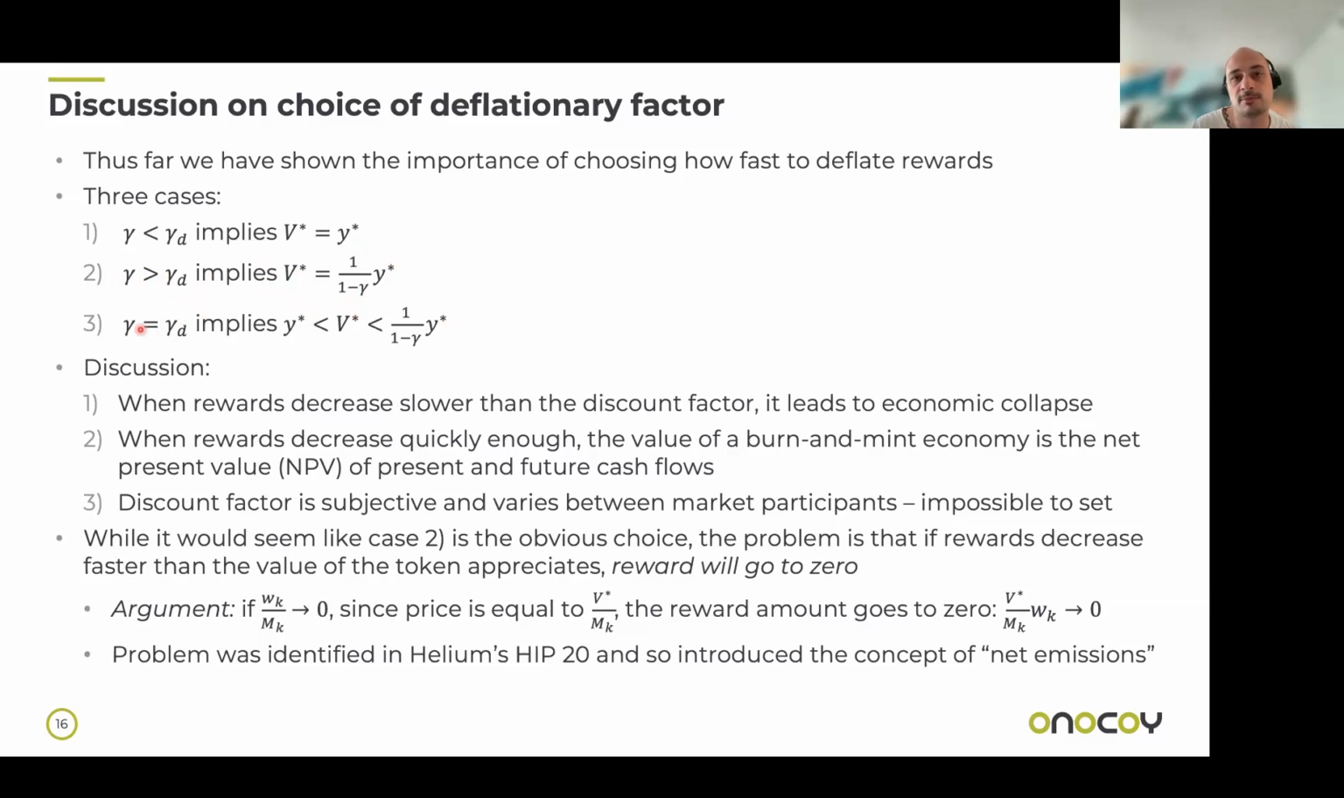And then there's this third case, which is gamma equals gamma D, and then you're somewhere in between, like I said before. Now let's discuss case by case.